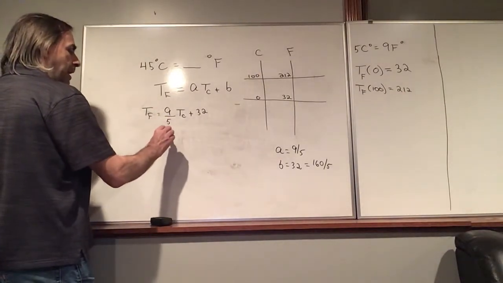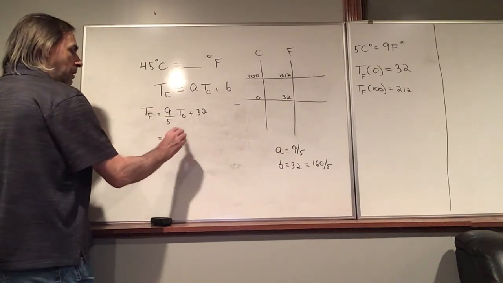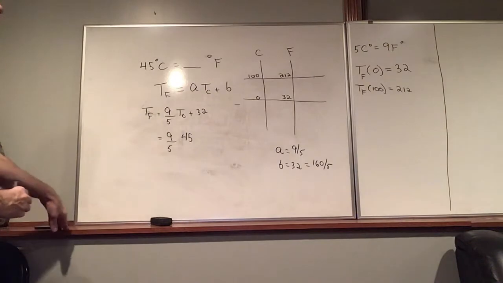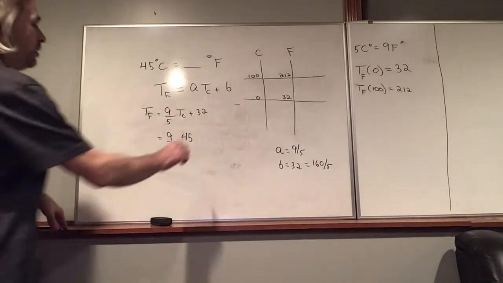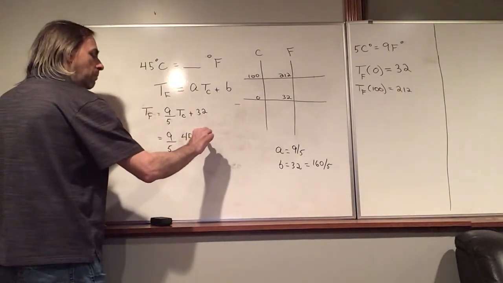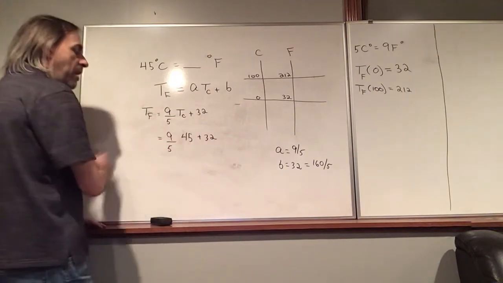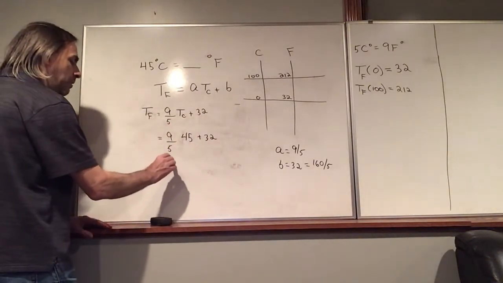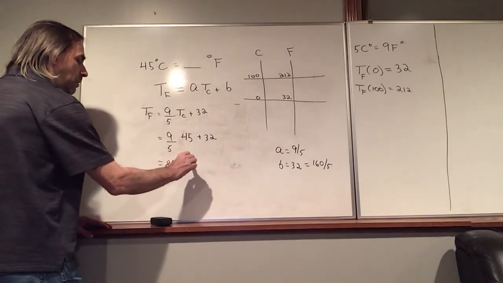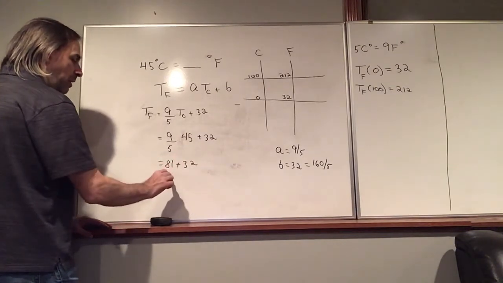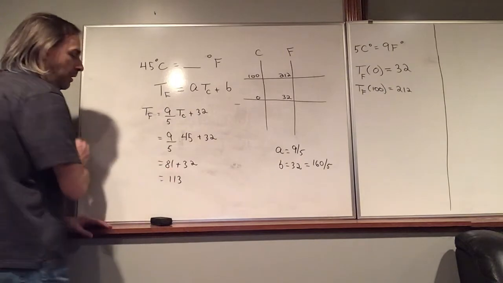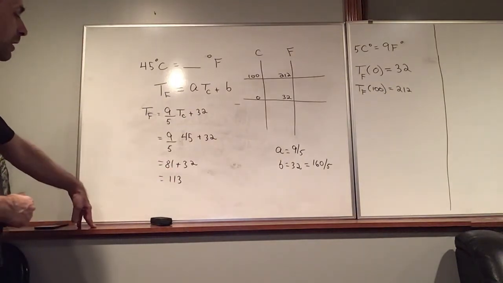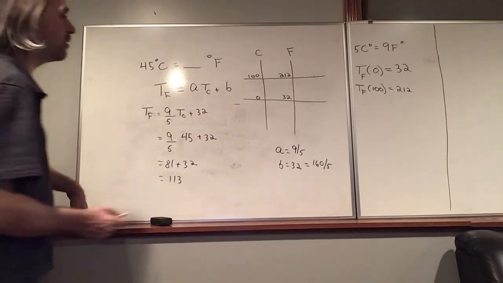So here we have 9 over 5 times 45 degrees Celsius plus 32. And yeah, it's convenient because 45 over 5 is 9. 9 times 9 is 81. So what do we get? 113. So if we have 45 degrees Celsius, that should be 113 Fahrenheit.